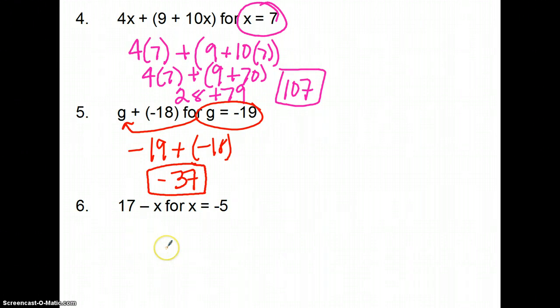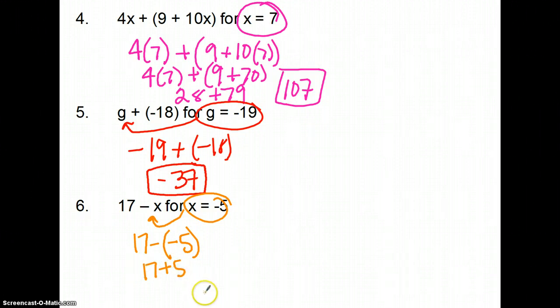Next one, 17 minus x for x is equal to negative 5. X is equal to negative 5, plug it in. 17 minus, be careful here, minus a negative 5. That's the same thing as saying 17 plus 5. And 17 plus 5 is 22.